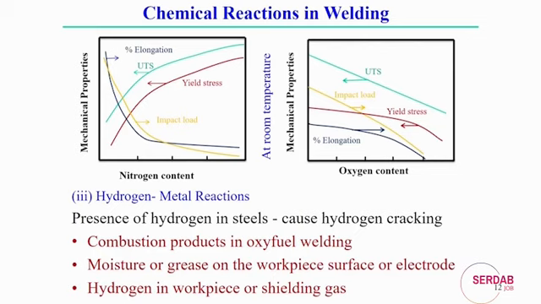Here the two graphs show how the mechanical properties vary with nitrogen content and with oxygen content, and whether they can be used beneficially or not. Now, if we look at the first figure, the nitrogen content, we can see that with the increment of nitrogen content in the weld pool, the molten metal, or maybe the weld joint, there is a considerable decrement in the percentage of elongation and impact load with increasing nitrogen content.